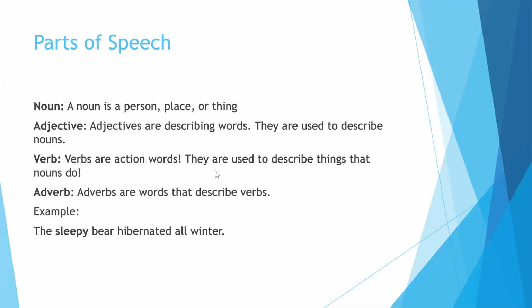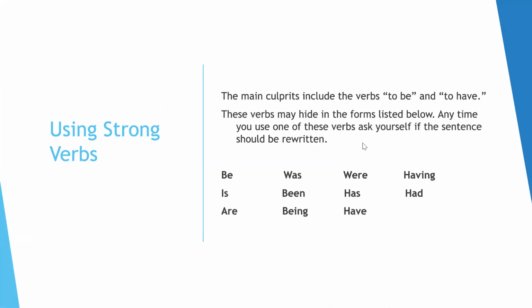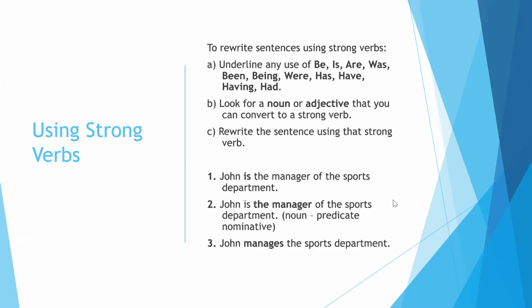Okay, but we're going to work on substituting the verb to be with more powerful verbs. Here are the different forms of the verb to be: is, are, was, were, been, being, has, have, having, and had. These are auxiliary verbs, and we would like to substitute these verbs with more descriptive verbs when we do editing. Here's an example. John is the manager of the sports department. Here we have the verb to be. Now, if we want to change that verb to a stronger verb, we could say John manages the sports department. Again, this gives you more of an image of what this person does.